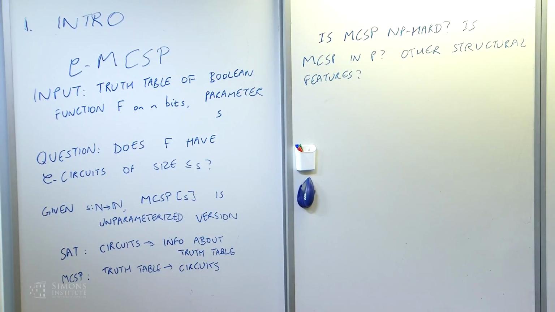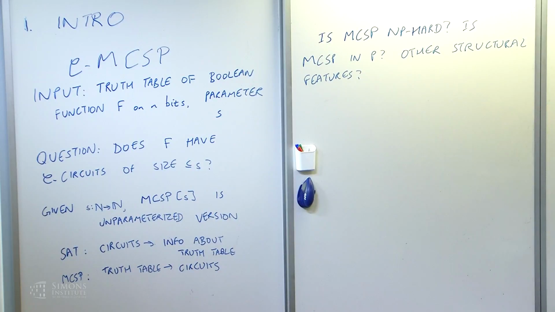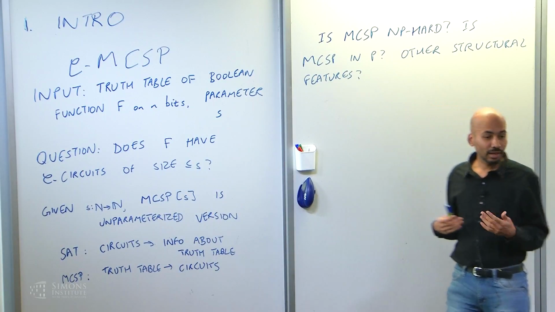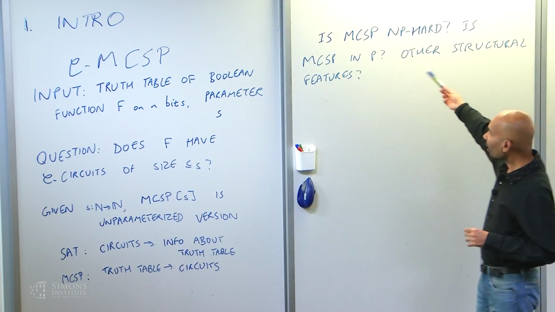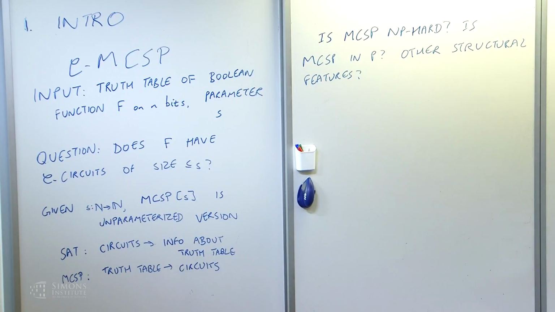So this question of NP-hardness presents itself almost immediately. The other question is, if we don't manage to prove NP-hardness, can we at least get evidence that it's not in P? Is there something you can say about whether or not MCSP is in polynomial time? That's something else we'll look at, along with other structural features of problems in NP. We'll see that MCSP behaves somewhat unusually with respect to these features.